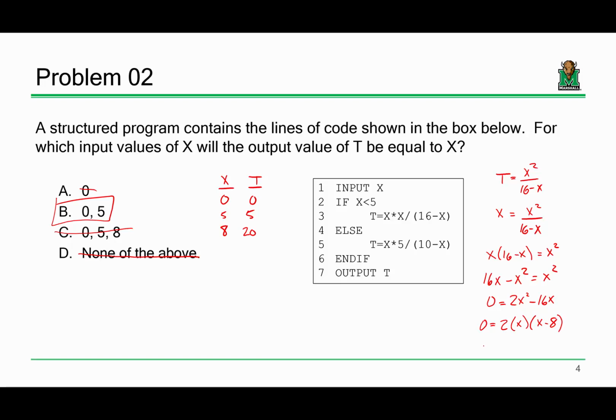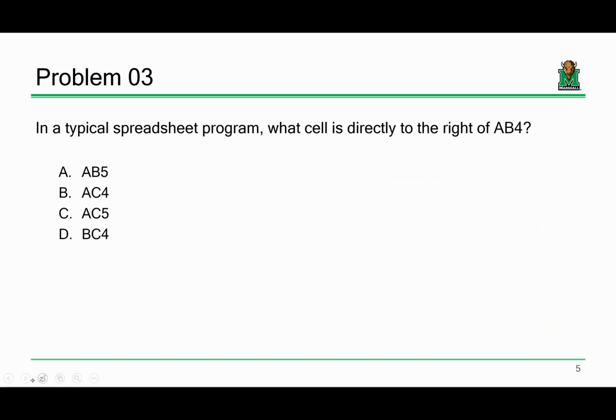And so I solve this, and I get x equals 0 or x equals 8. Well, wait a minute. Why didn't choice C work? Like, why didn't 8 work? Remember, this equation is just solving the algebra out. But remember, if I plug in a value of 8, that doesn't get executed on line 3. It gets executed on line 5. So that value of 8 doesn't work. Okay? So then you would do the same thing for this equation.